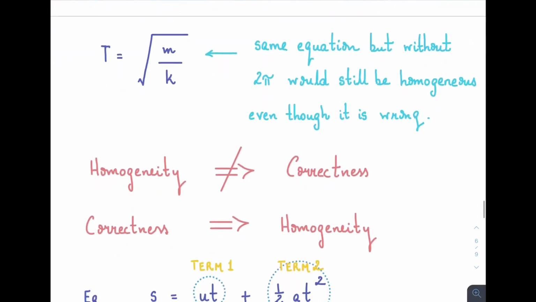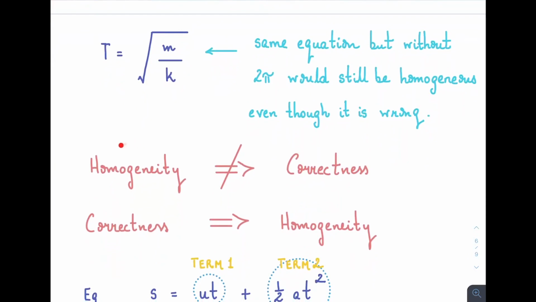In other words, we're saying that homogeneity does not imply correctness. However, if we know that an equation is correct, that implies that it should be homogeneous.